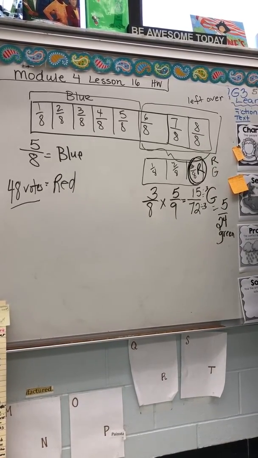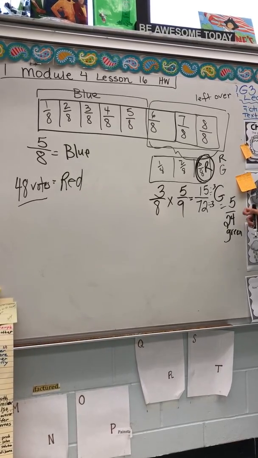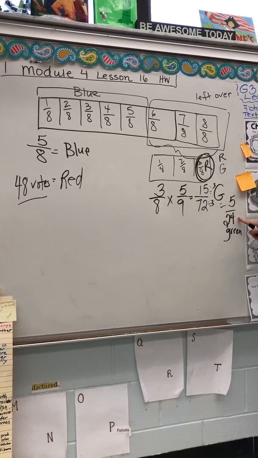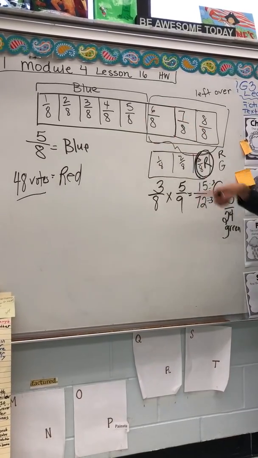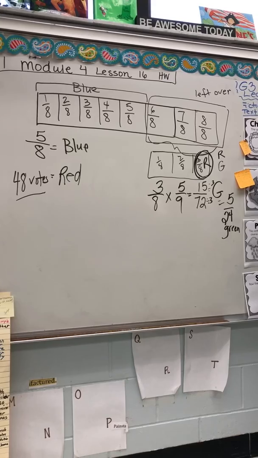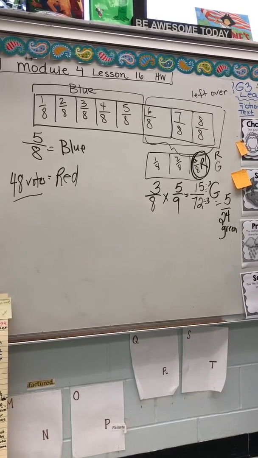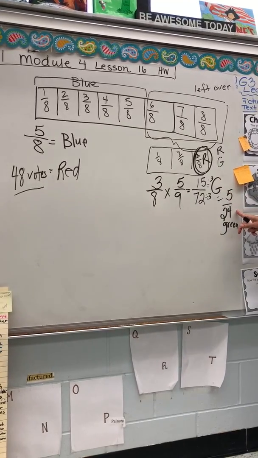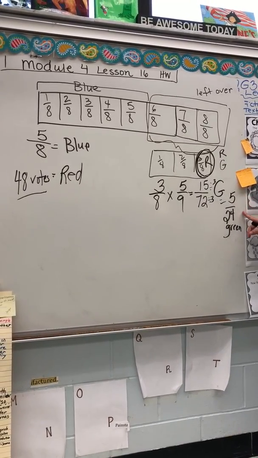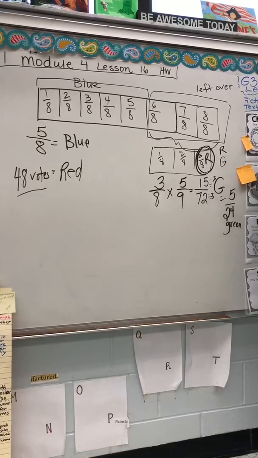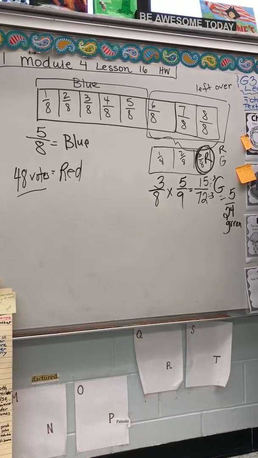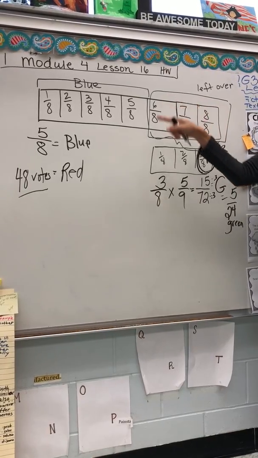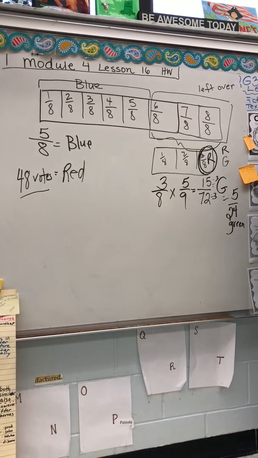Now, I'm going to think about yesterday's problem. 5/24 is green. Do you notice none of these denominators are matching? So we're going to talk like yesterday. Is it easier for me to multiply eighths to get up to 24ths? Or do I want to take 5/24 to get down to eighths? I want to go up. And that's when we're now going to slice this into smaller pieces.